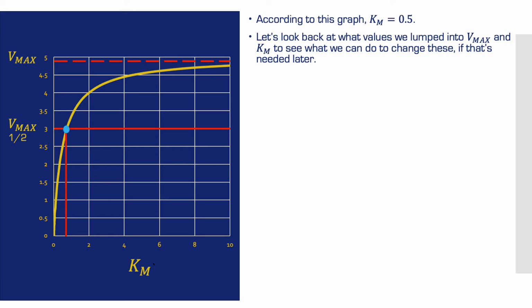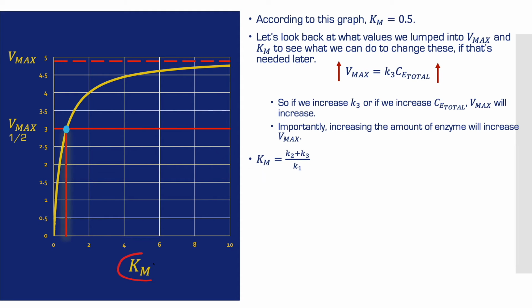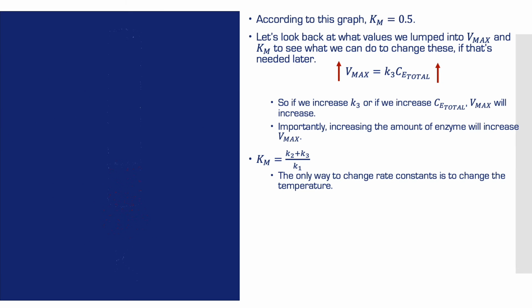Let's look back at what values we lumped into Vmax and Km to see what we can do to change these, if that's needed later. So if we increase K3, or if we increase the total concentration, Vmax will also increase. Importantly, increasing the amount of enzyme will increase Vmax. Km equals (K2 plus K3) over K1.